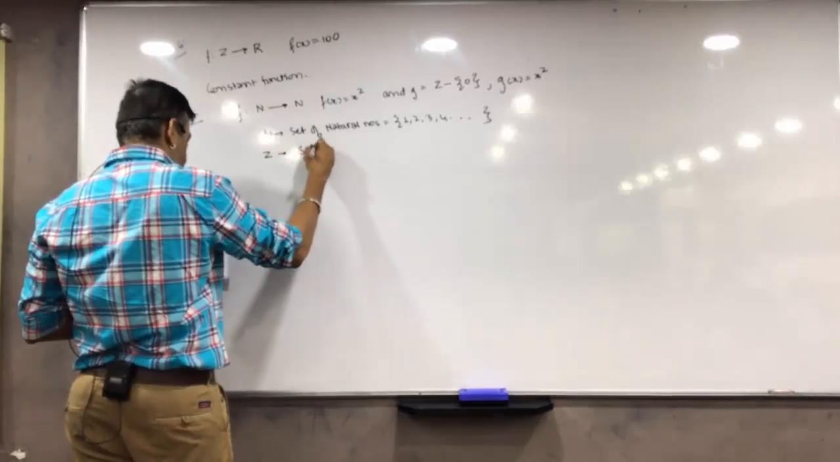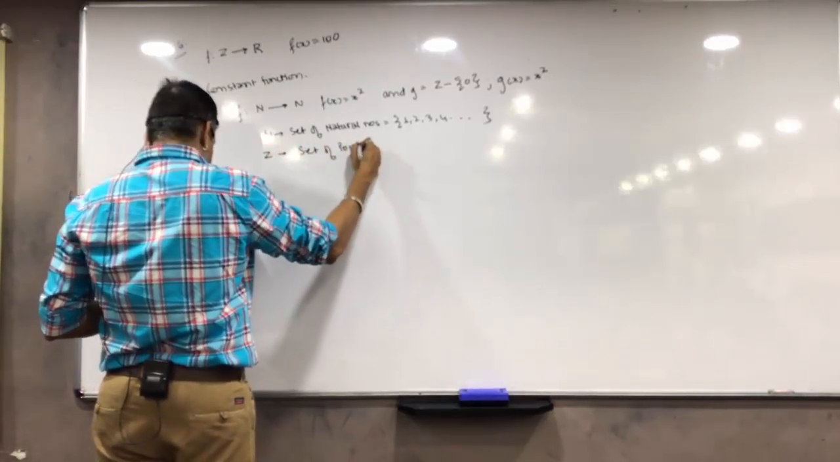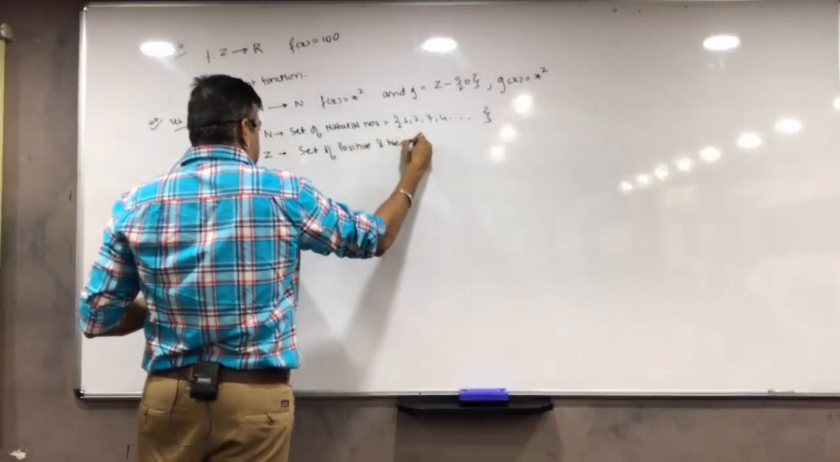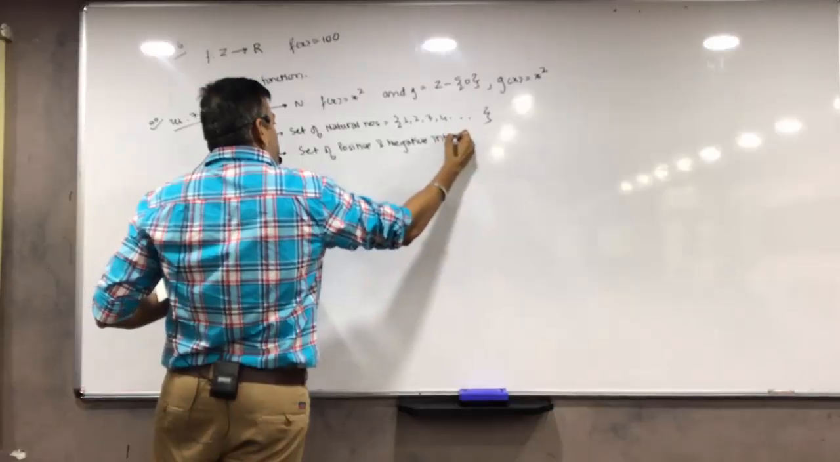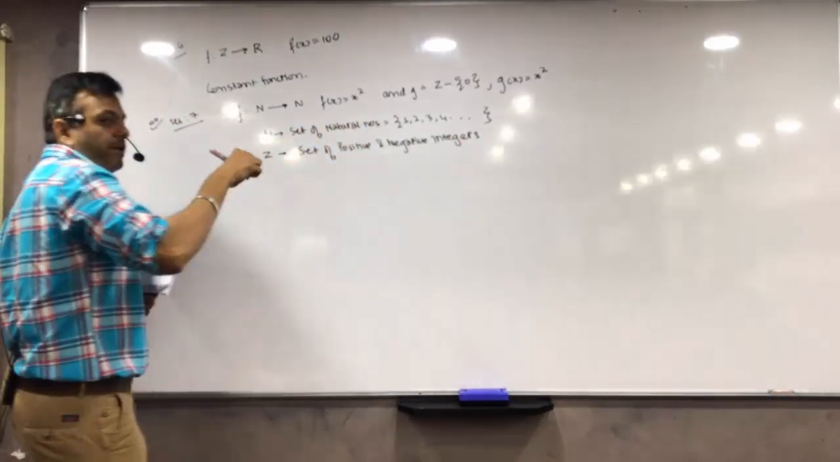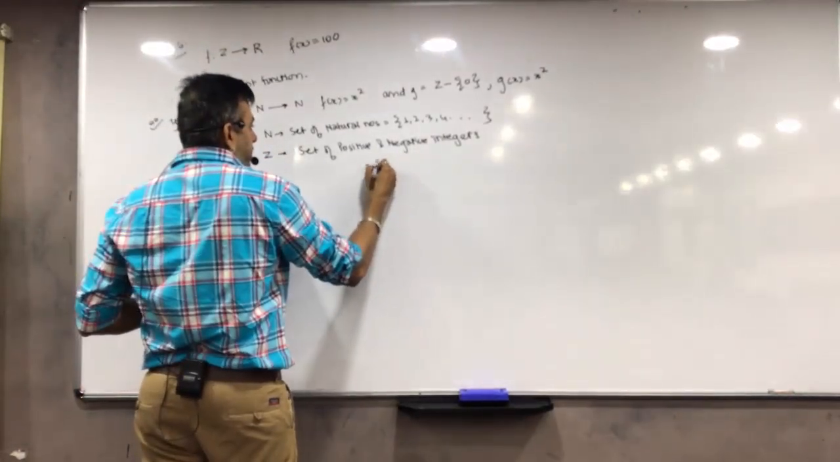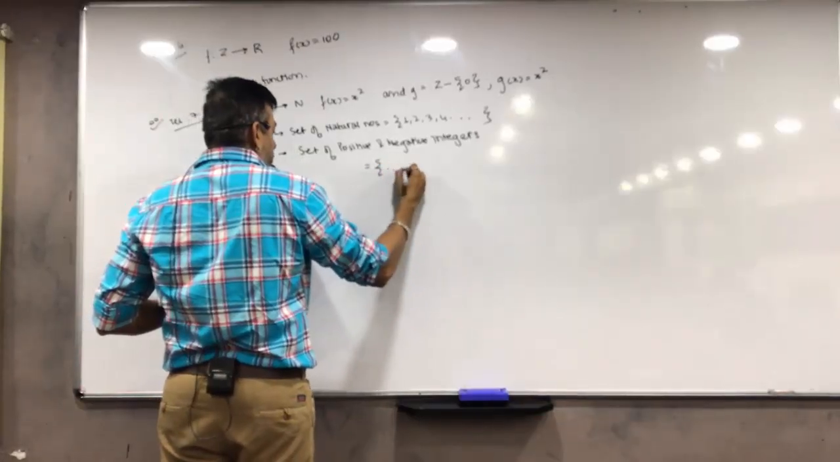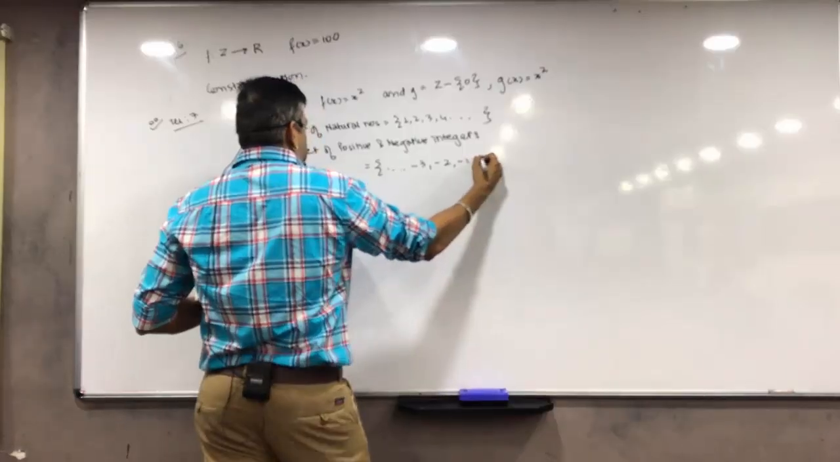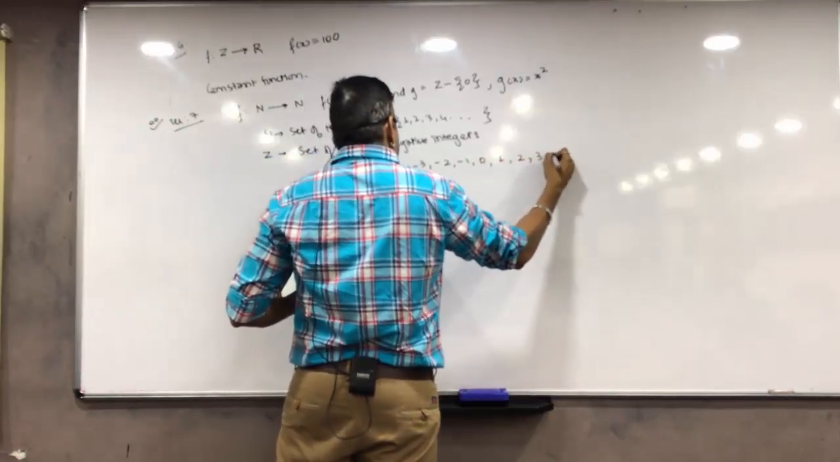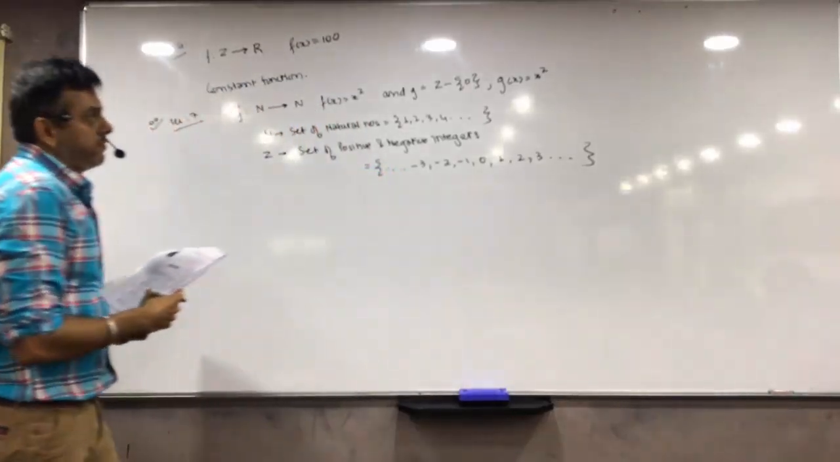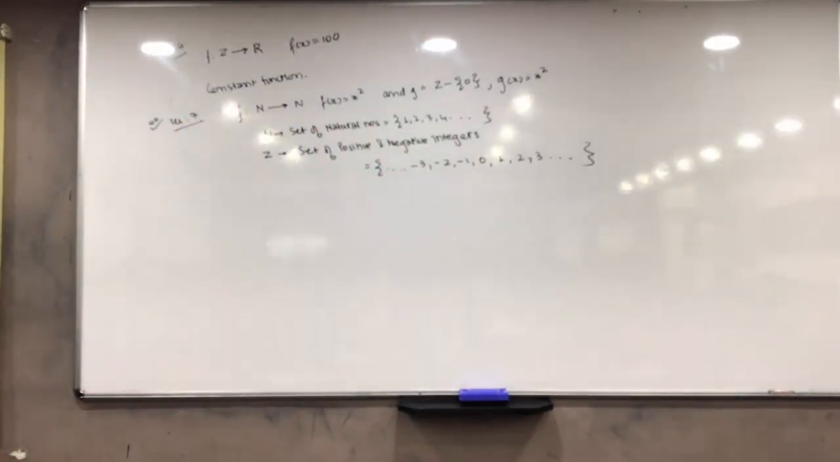Z is the set of positive and negative integers. If you write this, and you know what is n and what is z, only then will you be able to reply. Positive and negative integers, which is dot dot dot, minus 3, minus 2, minus 1, 0, 1, 2, 3. Zero is not to be taken. Yes, that's right.